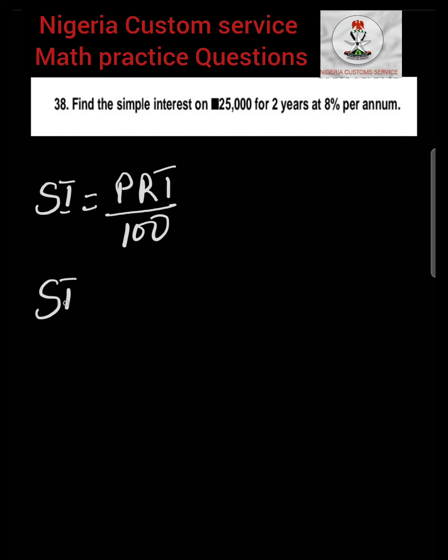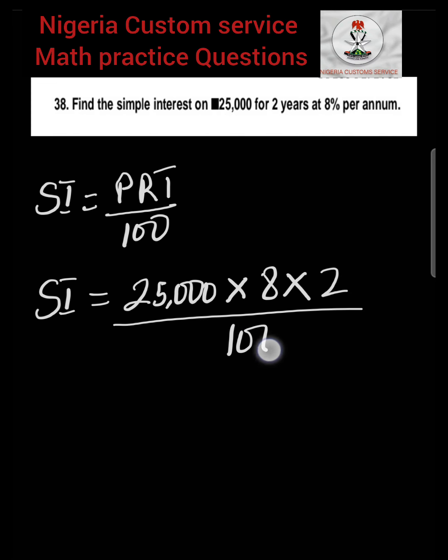So simple interest now will be equal to the principal, which is 25,000, multiplied by the rate. At what rate? At the rate of 8%, then multiply by time. The time is going to be in years. So as you can see, 2 years at 8% per annum. So the time is going to be 2, then everything all over 100. Now we're going to simplify this. So this 0 is going to cancel one of these 0s. This 0 is going to cancel one of these 0s. Then we are left with what? 250 multiplied by 2 is going to be 500, and 500 multiplied by 8 is going to give us 4,000 naira.